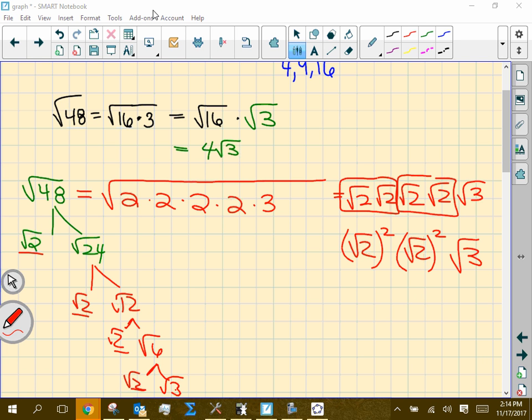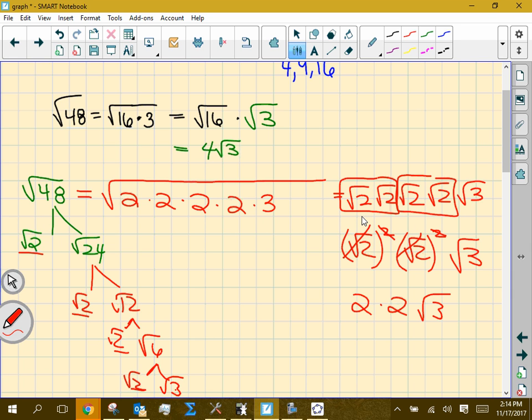Okay? So what we learned, and what we talked about in the past, is that that is going to cancel with that, leaving you just 2. That is going to cancel with that, leaving you just 2. And then radical 3 doesn't cancel at all. And what's 2 times 2? 4. And I get 4 radical 3, which is exactly what we got going that way, right?